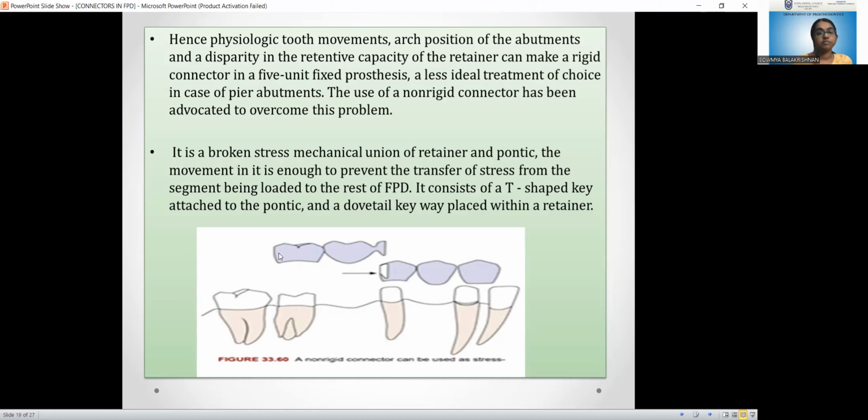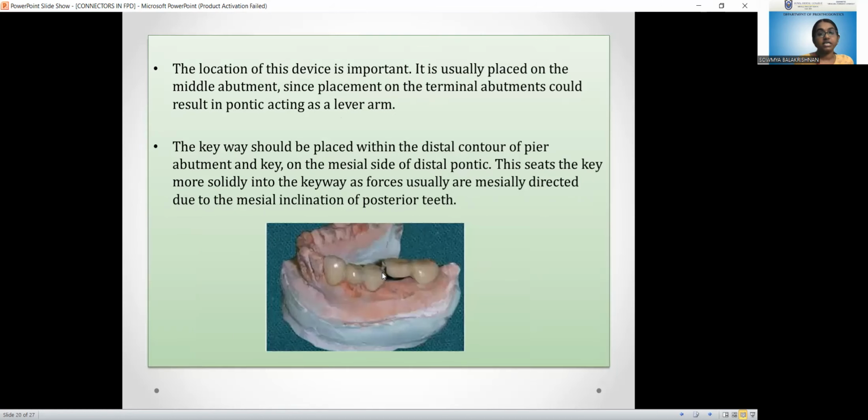That means we are breaking the stress which is transmitted to the retainers and also to the pier abutments. It consists of a T-shaped key which is attached to the pontic and a keyway which is placed within the retainer. Likewise, this is a non-rigid connector. Location is very important. It is usually placed on the middle abutment, since placement on the terminal abutment could result in the pontic acting as a lever. The keyway should be placed within the distal contour of the pier abutment, and the key should be placed on the mesial side of the distal pontic.